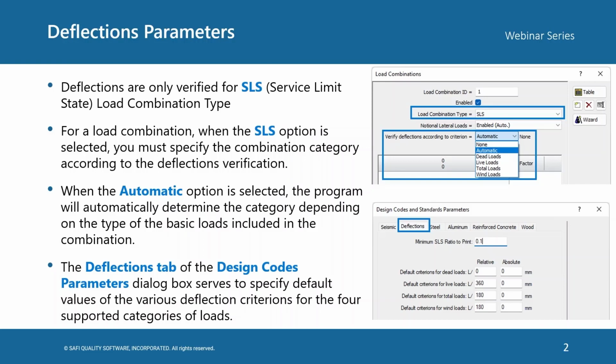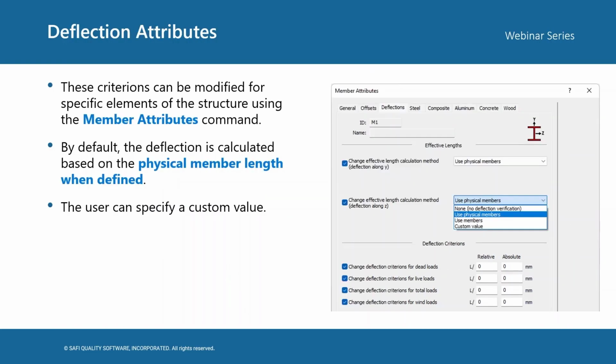in the combination. The Deflections tab on the Design Codes Parameter dialog box serves to specify default values of the various deflection criterions for the 4 supported categories of loads. These criterions can be modified for specific elements of the structure using the Member Attributes command.